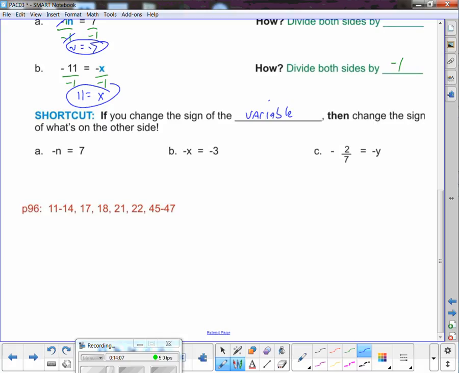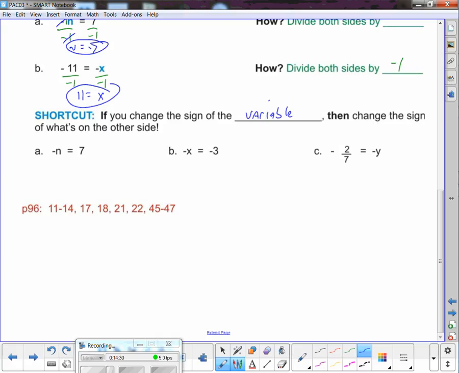So, all shortcuts have their limitation. Here's the limitation of this shortcut. There can only be one thing on the side with the variable, just the variable, and there can only be one other thing on the other side. Now, you can do it if there's more than one, but you won't know how to do it correctly. So again, you must be down to the negative variable on one side and the number on the other side.